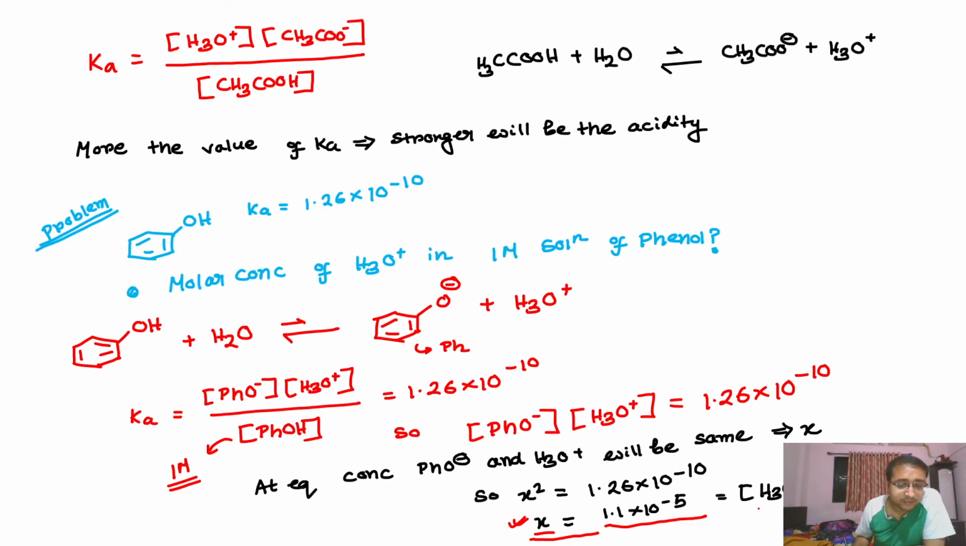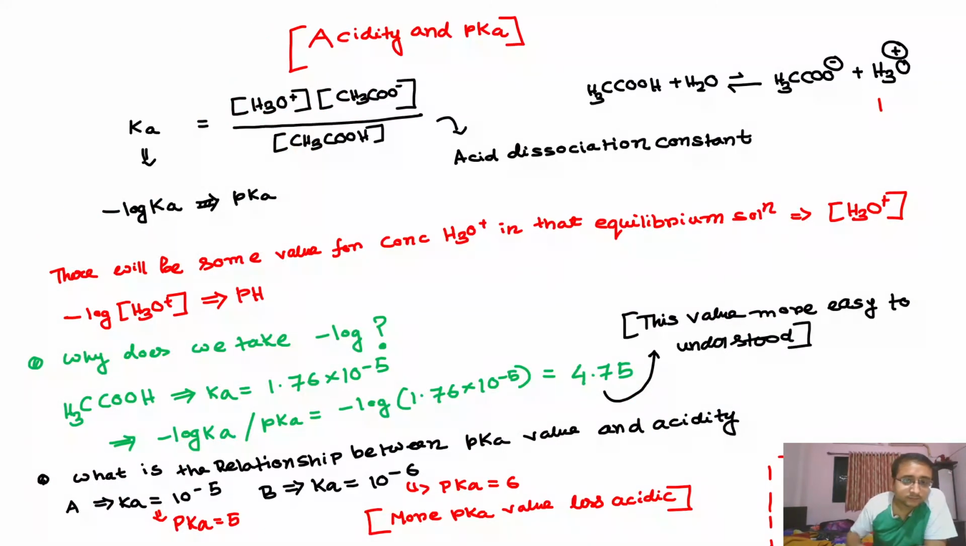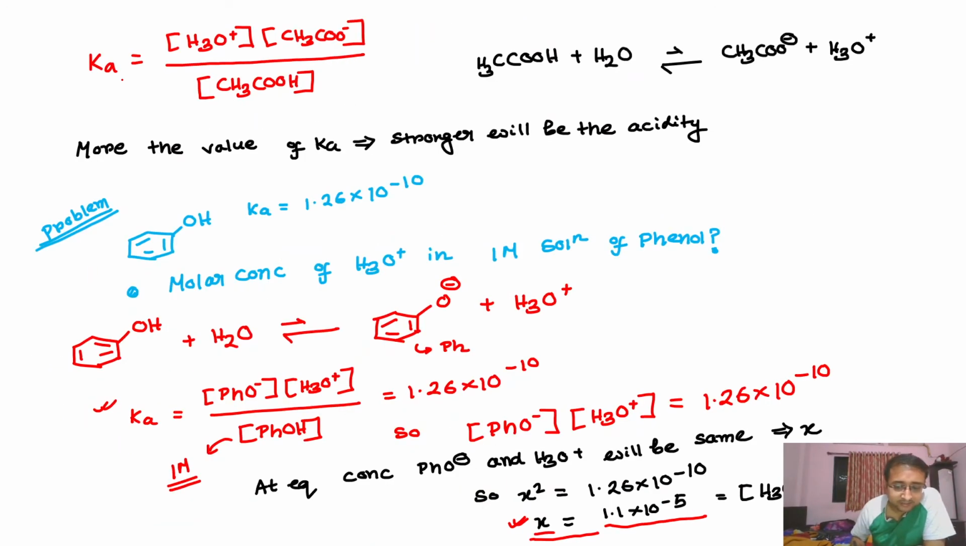So you can see that by using this acid-base theory and this equation, we can determine the molar concentration of hydronium ion in a 1 molar solution of phenol. Now I have told you that this is the definition of the acid dissociation constant. You can see that the value of this acid dissociation constant is very low for most acids, that is of the order of 10⁻⁵ or 10⁻¹⁰.